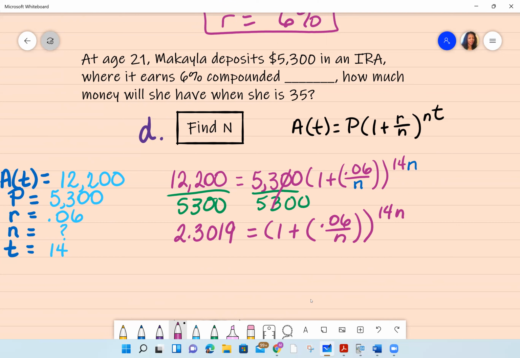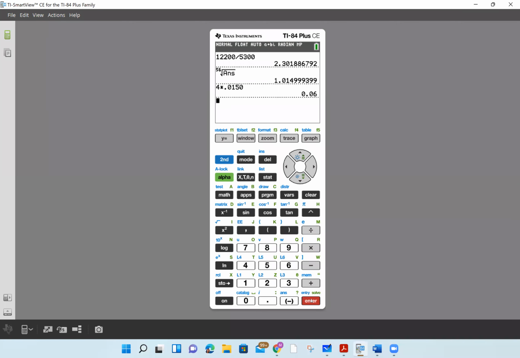And now at this point, what I would do is put it in a calculator. So I know that this side represents y equals, and n is going to be put in the calculator as x, when y is this number. So that's what we're looking for. Go to our calculator where it says y equals, anything there, go ahead and clear it out. And what we're going to type in is parentheses 1 plus another parentheses 0.06 divided by n.